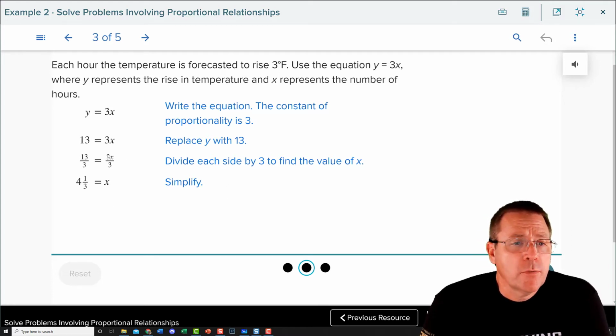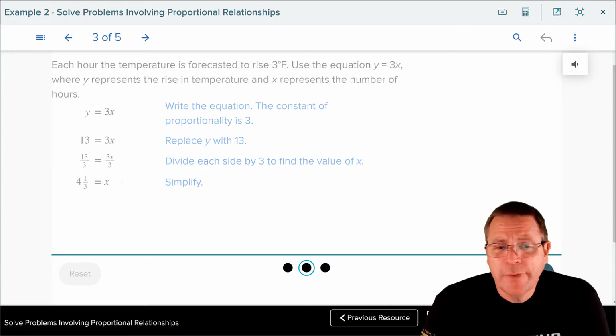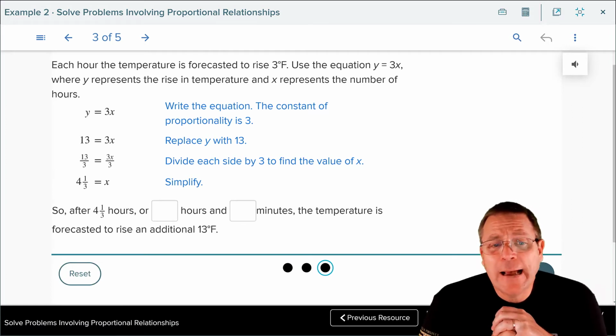So they have 3 divided by 3 and 13 divided by 3. Dividing by 3 on both sides, of course 3 divided by 3 is 1, and 1 times x is x. 13 divided by 3 gave us 4 1/3, which is a mixed number. And 4 1/3 hours, you know, that doesn't do an awful lot to explain time to us.